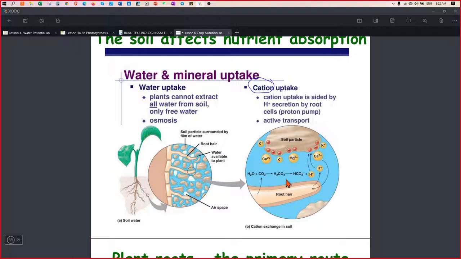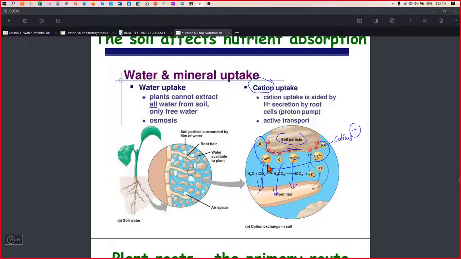There are many methods of how the roots of plants absorb nutrients. One of the methods is that the root releases lots of hydrogen. When this hydrogen is released, it will displace all these cations. Cations, remember, are positive, and they include nutrients like potassium, magnesium, calcium, and copper. The hydrogen displaces these cations from the soil particles, and they become available to be absorbed into the roots.